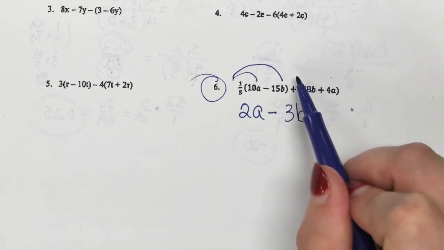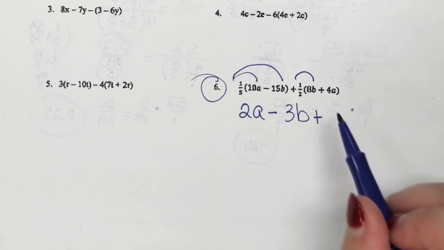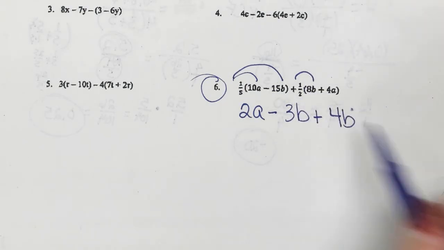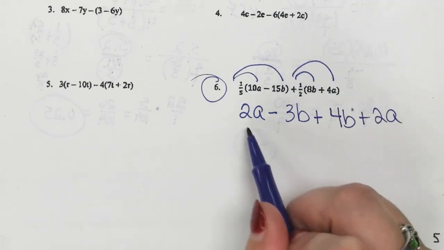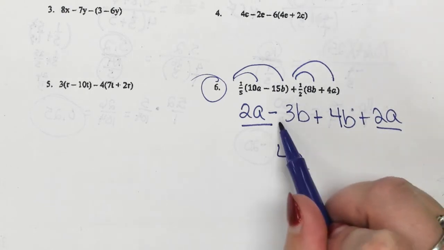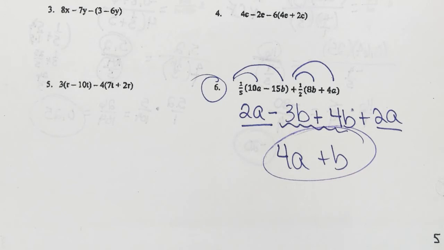3. All right, 1/2 times 8 is half of 8, which is 4. And 1/2 times 4 is 2a. All right, combine like terms. You get 4a plus b. You got it good? Uh-oh, you got it wrong?